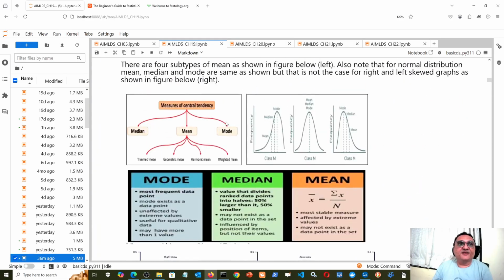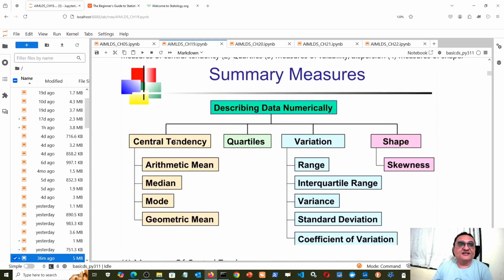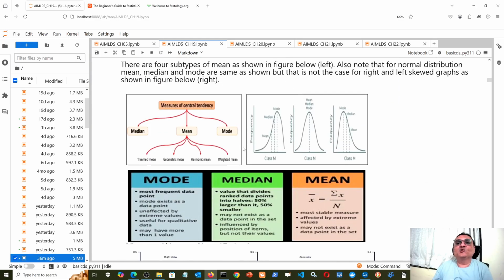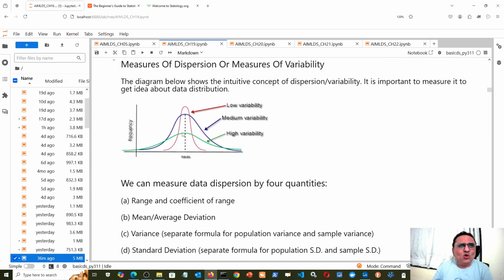Measure of dispersion, now the second part. The first part was measure of central tendency. Now measure of dispersion, or measure of variation. They can be range, interquartile range, variance, standard deviation, and coefficient of variation. So what do they measure?